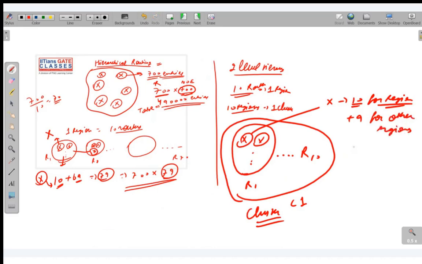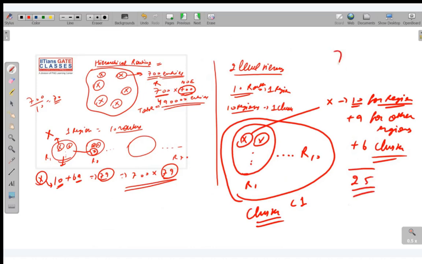Then how many clusters will be there? See this, total 10 routers, one region, and total 10 regions, one cluster. So total 100 routers in one cluster. So total 7 clusters will be there. Any doubt here? No. So 7 clusters will be there, so 6 cluster entries you will make. So how many entries? 10 plus 9 plus 6, 25 entries. So total entries is 25 entries.